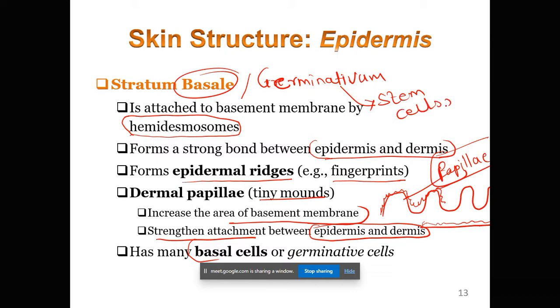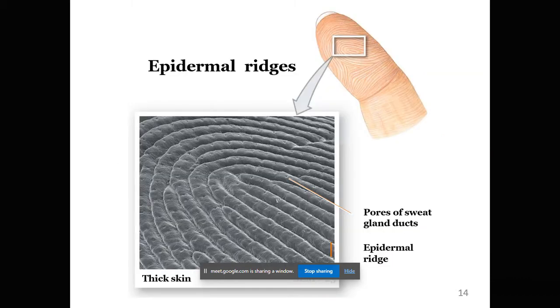Okay, so you know stem cells give rise to other cells. They have the capability to undergo mitosis, as nutrition-wise they are getting the maximum share of the nutrition from the dermis. So they can actively undergo mitosis and give rise to daughter cells. Okay, so the epidermal ridges form these particular fingerprints. So this is thick skin, with pores of the sweat duct and the epidermal ridges.